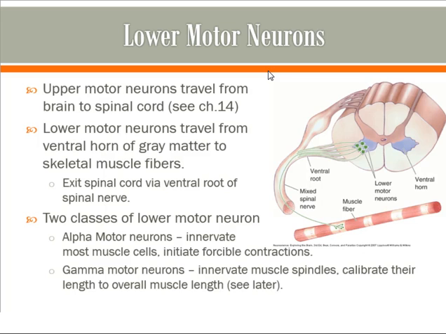These are the ones that innervate most of the muscle fibers, so these are the ones that cause the vast majority, like 99.8% or something, of the force of contraction when you're actually contracting your muscles. And that's due to alpha motor neurons stimulating muscle fibers, causing them to get excited and then contract.